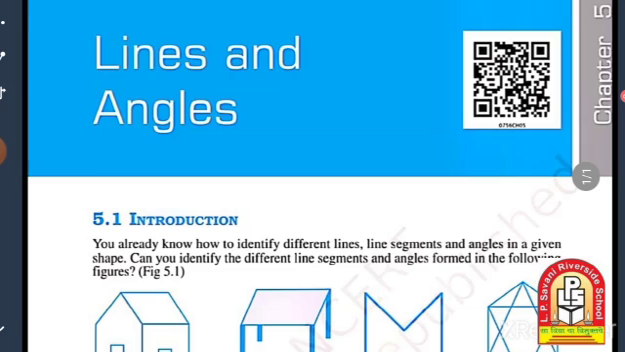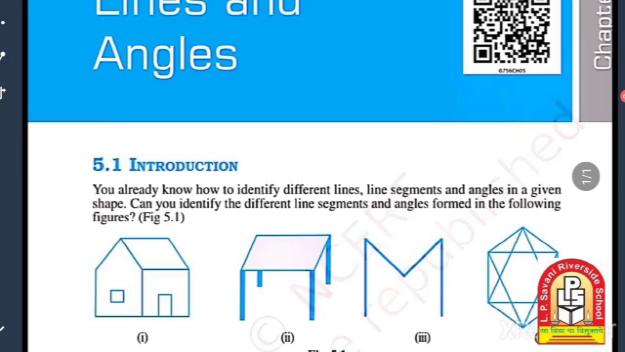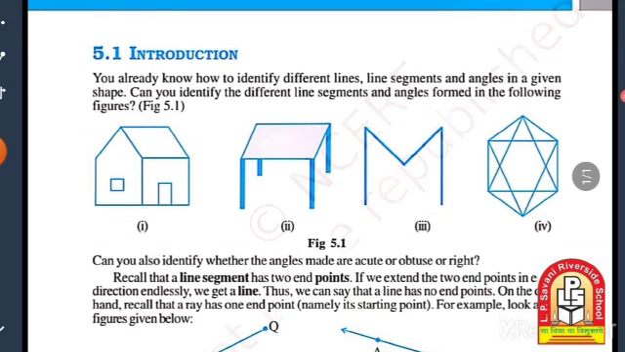Standard 7, Subject Mathematics, Chapter number 5, Lines and Angles. In this chapter, we have to learn about the introduction of lines and angles. So, first of all, we start with the introduction. You already know how to identify different lines, line segments and angles in given shapes. Can you identify different line segments and angles from the following figures?